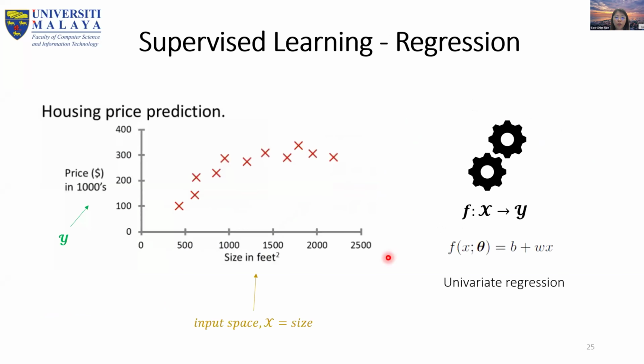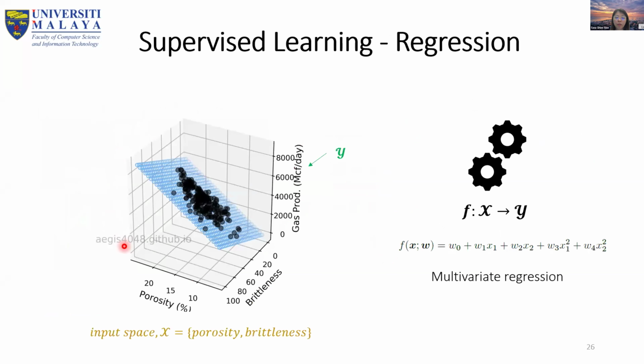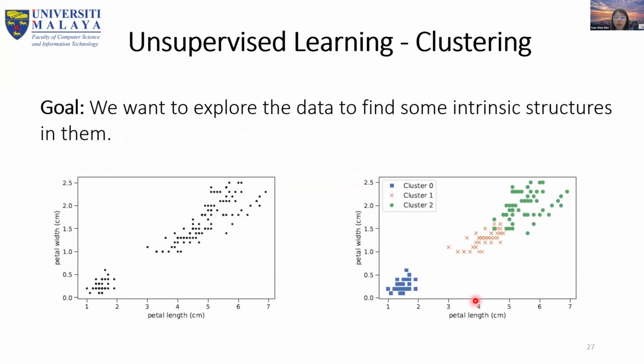Same goes for regression. For regression, instead of categorical variables, we map into a continuous variable, which is the price. If you have multiple input variables, we will have multivariate regression. So that is for supervised learning.